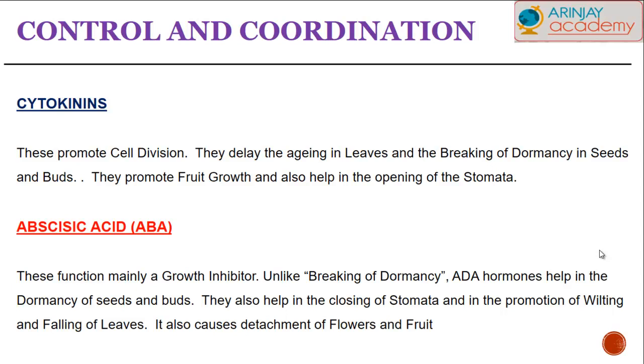So it is like saying, apart from a seed breaking out and developing into a seedling and into a plant, the abscisic acid in the seed helps it to sleep or to keep it dormant. Similarly, they help in the closing of stomata, and they help in the promotion of wilting and falling of leaves. It also causes the detachment of flowers and fruits. So when you see flowers and fruits and leaves lying around a plant or a tree, you know that this is all due to the abscisic acid.